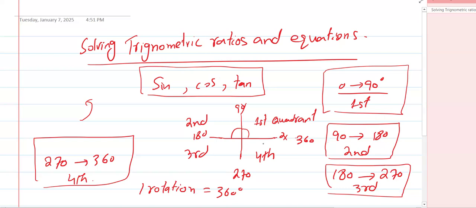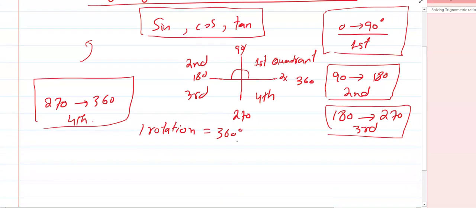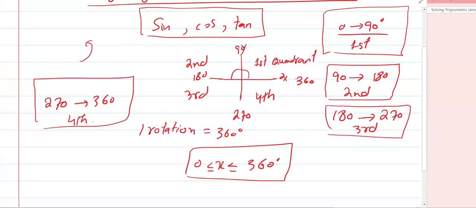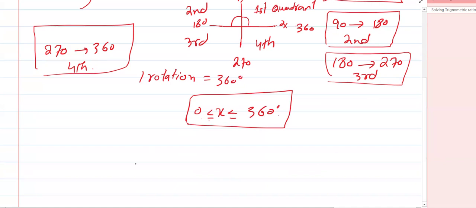So, if you are asked to solve for x greater than or equal to 0 and less than or equal to 360, it means you have been asked to solve for one rotation. Remember, every trigonometric ratio has two values from 0 to 360 degrees. If you look at the graph, for example, this is the graph of the sine from 0 to 360.